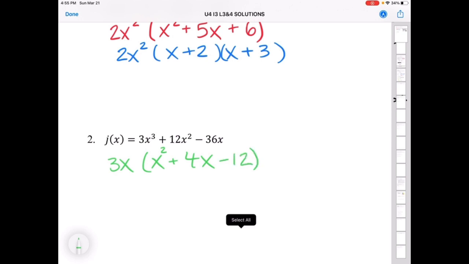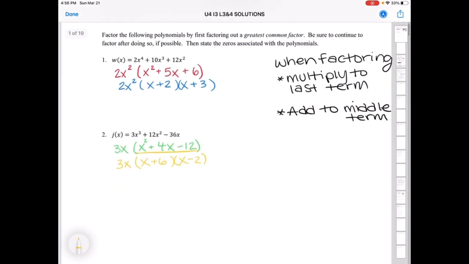So from here, I can actually factor: 6 times negative 2 is negative 12, and 6 plus negative 2 is 4. And I still have this 3x on the outside. And we have our full factorizations.